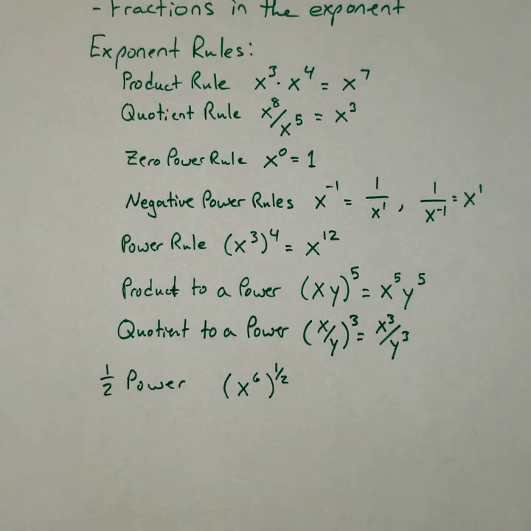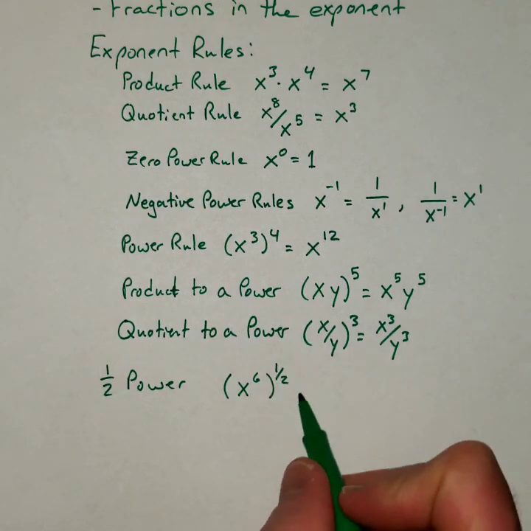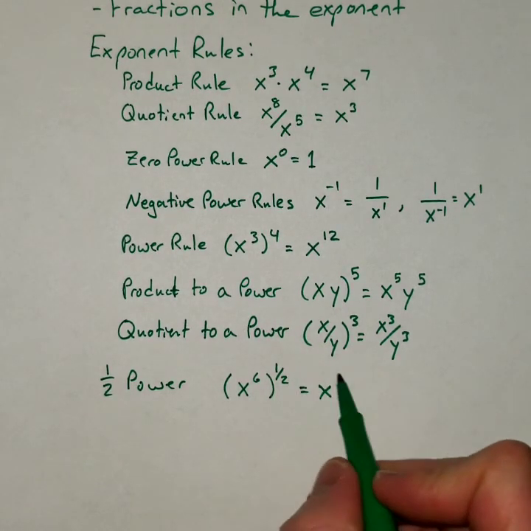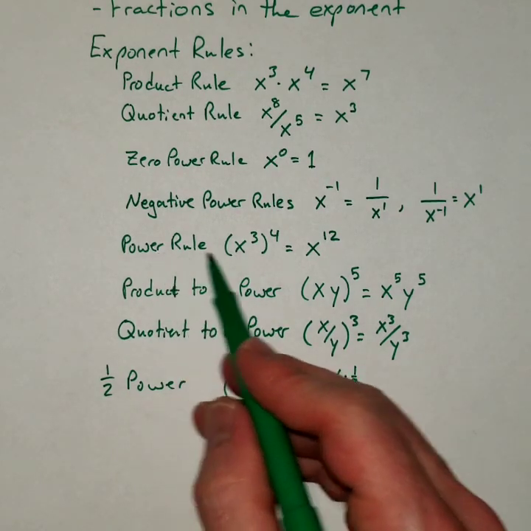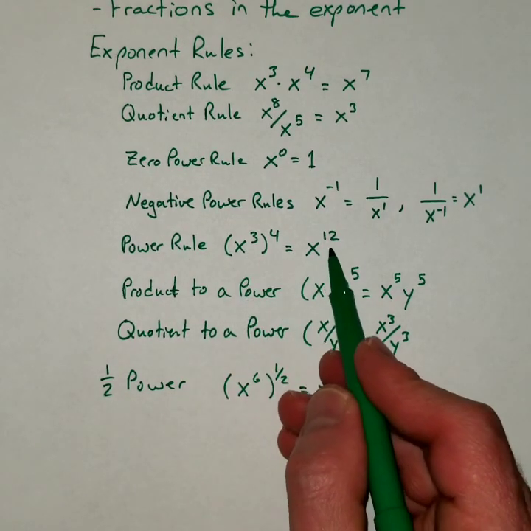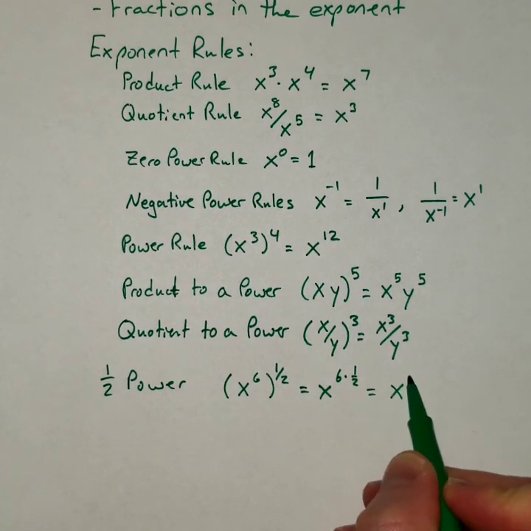Well, x to the 6th raised to the 1/2 power is the same as x raised to the 6 times 1/2, because notice a power to a power, using the power rule, is the product of the two powers. So we've got to multiply them together, which of course is x to the 3rd.